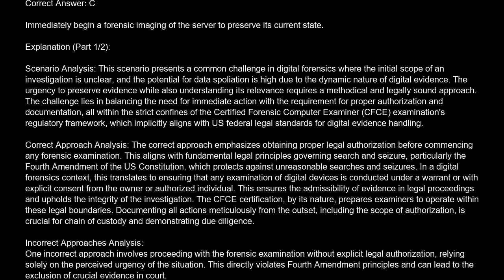The CFCE certification, by its nature, prepares examiners to operate within these legal boundaries. Documenting all actions meticulously from the outset, including the scope of authorization, is crucial for chain of custody and demonstrating due diligence. Incorrect approaches analysis.